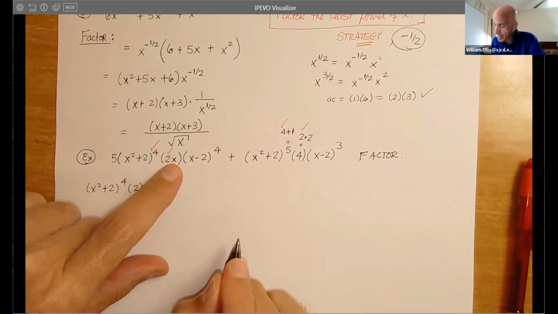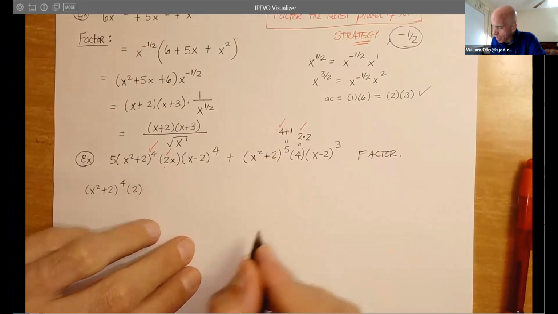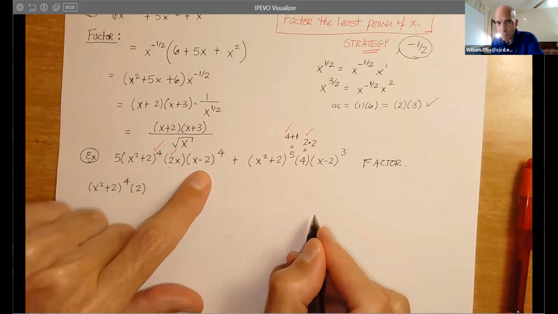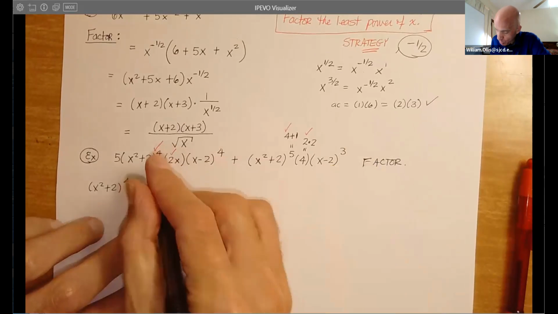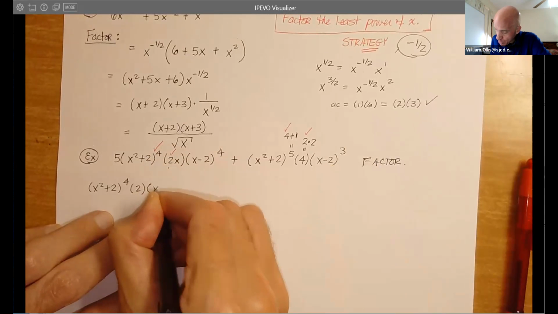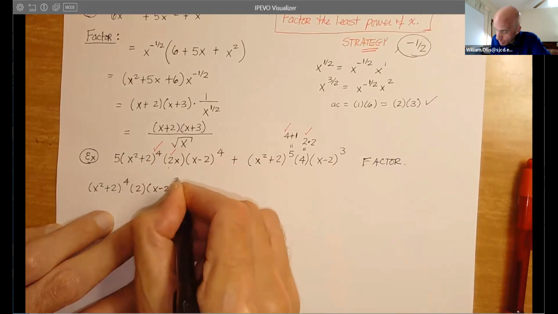Okay, that x stays because we don't have an x here. But now if we look at x minus 2, we've got 3 copies in both. So let's go ahead and extract those. This is just a way to keep up with what you've done.